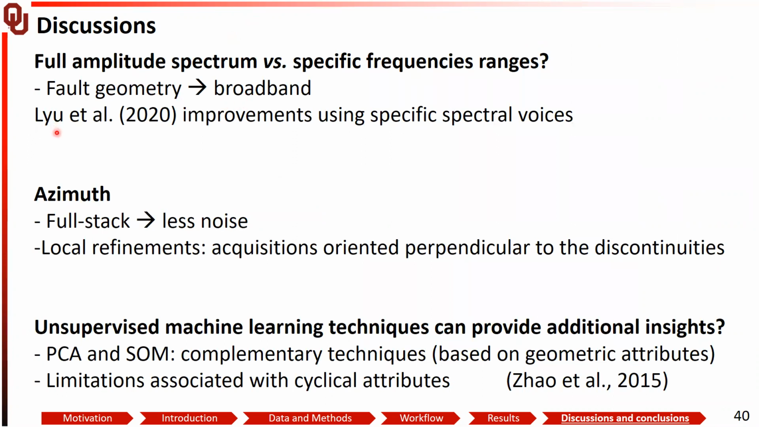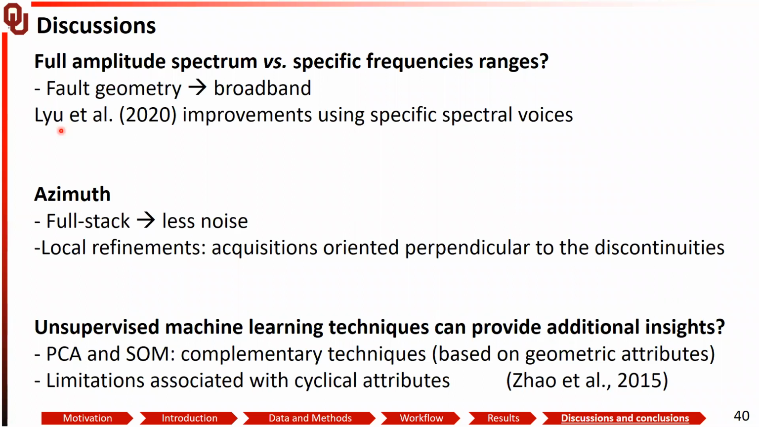For the fault geometry, I got better results with the broadband. And for this part, I saw in the literature many examples of publications where the authors describe improvement using different frequencies. But for the preliminary results that I got, I noticed better response with the broadband. So maybe if I have more time or do more analysis, we can obtain more insights.